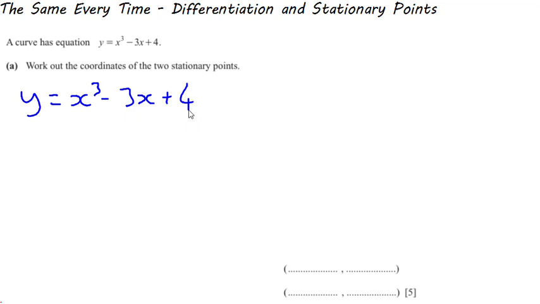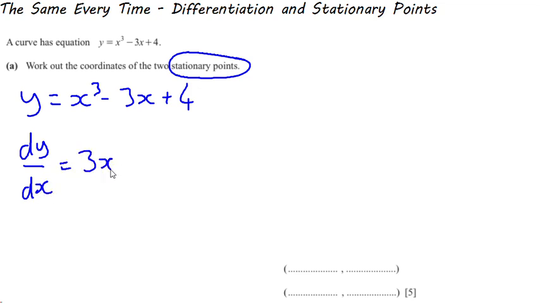So the coordinates of the two stationary points. If you see the words stationary points, or you see the words turning points, it means the same thing. First of all, we have to differentiate. So write down dy by dx: multiply by the power, and then take away 1 from the power. If you have just a number times x, the differentiation is just the number. And if you have a number on its own, then the differentiation is 0. So that one is minus 3, and the plus 4 will differentiate to 0.